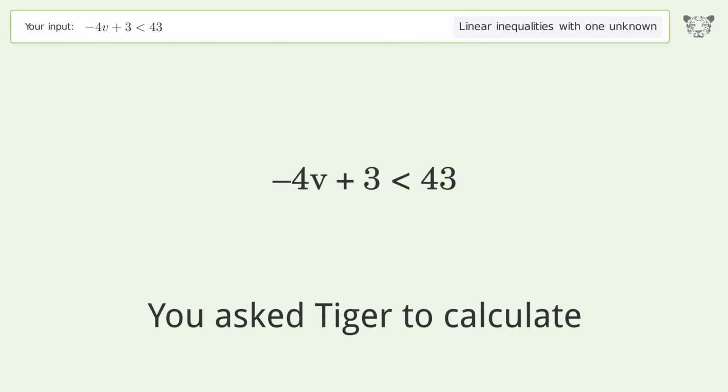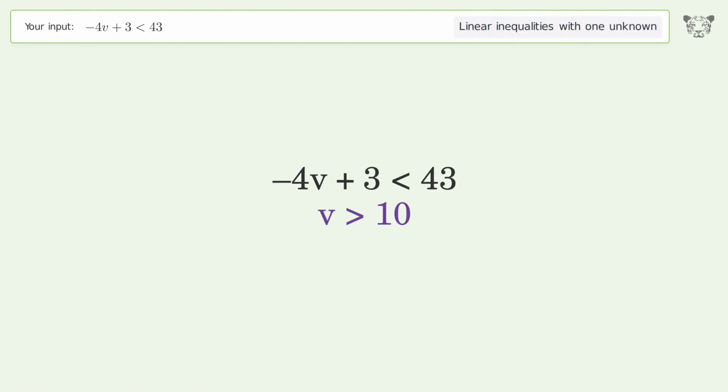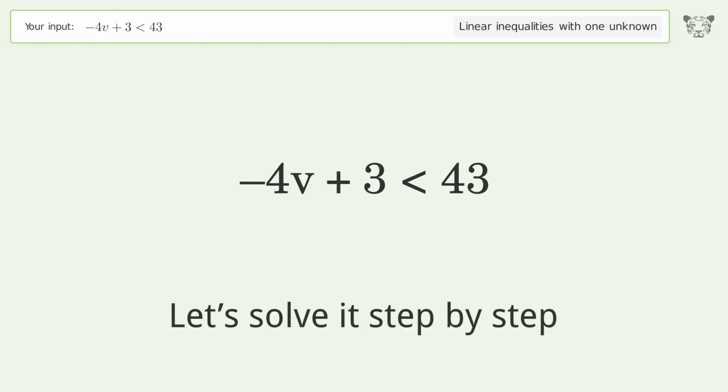You ask Tiger to calculate. This deals with linear inequalities with one unknown. The final result is v greater than -10. Let's solve it step by step.